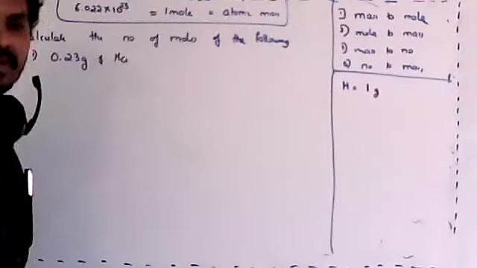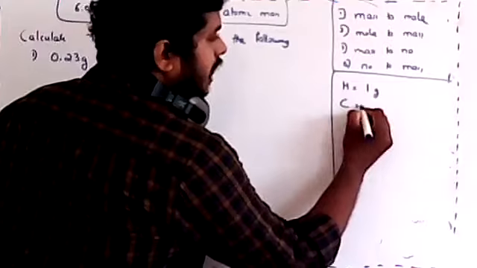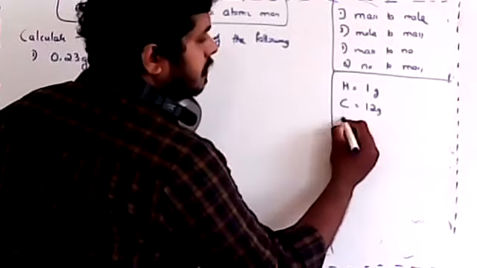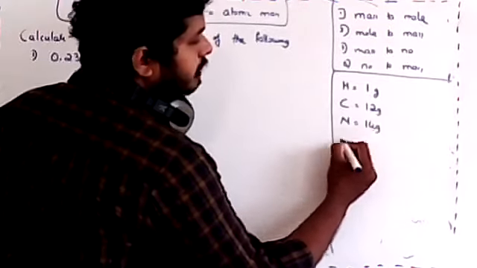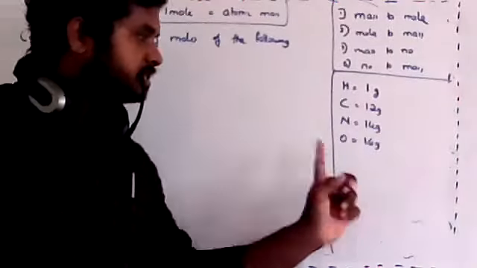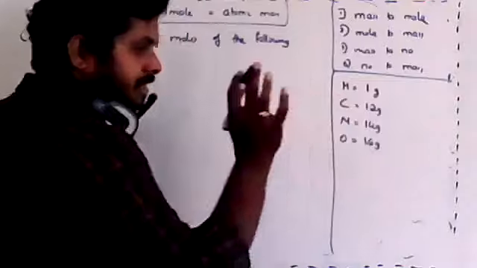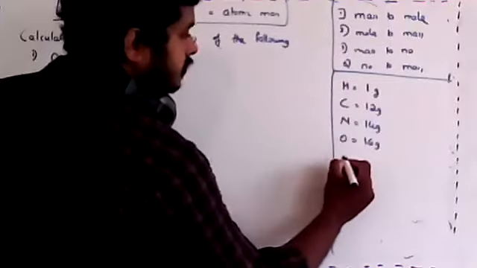For hydrogen the mass is 1. Then for carbon the mass is 12. For nitrogen it is 14. For oxygen it is 16. I'm telling about this 16 grams, it's gram atomic mass, which means 1 mole mass, the mass of 1 mole.